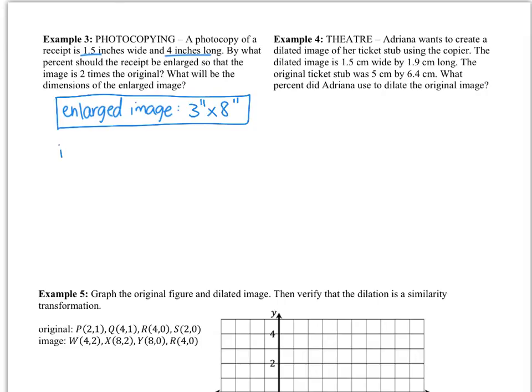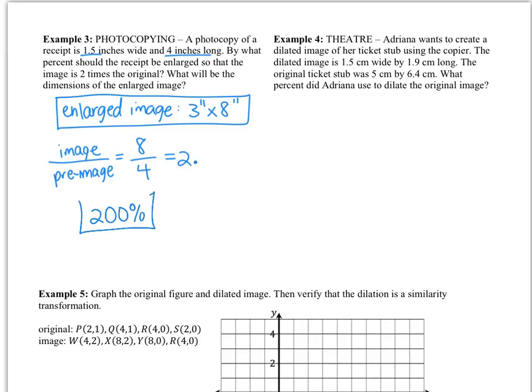And so if we look at image versus pre-image, you're going to get 2, because the length in the image, let's say for the second dimension here, is 8 over the corresponding length in the pre-image, which is 4, and that's equal to 2. And we were already told that. So what percent is that? It's 200%. So we look at this as percent, there's your decimal. So it's a 200% enlargement. Doubling something is 200%.